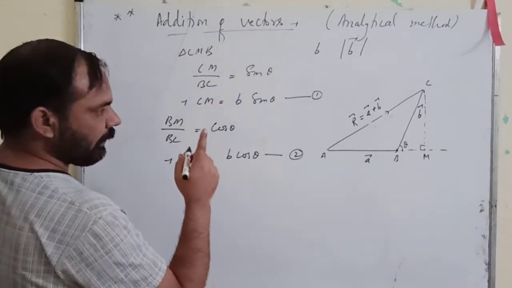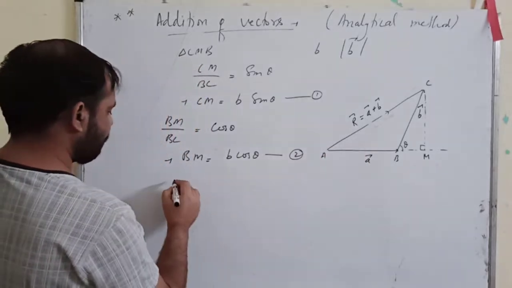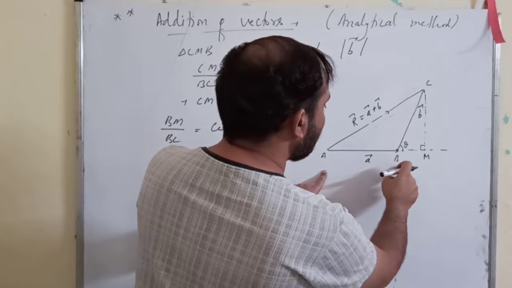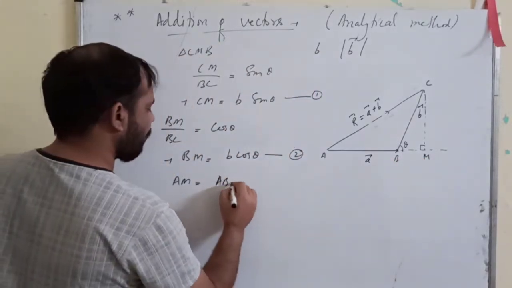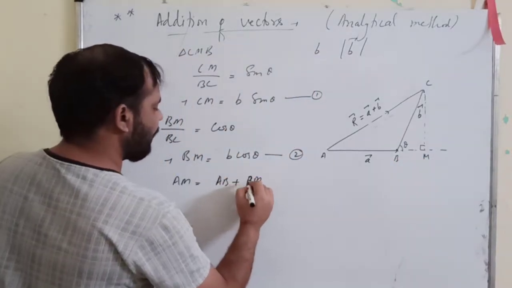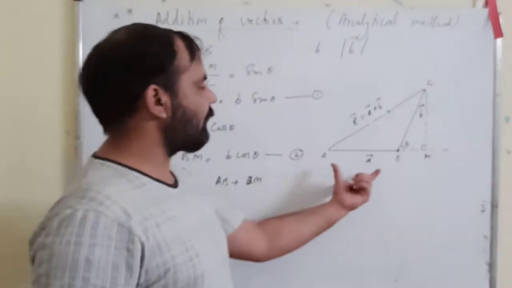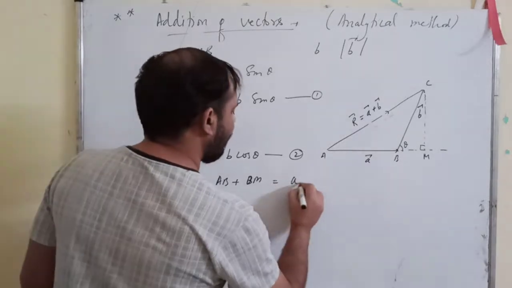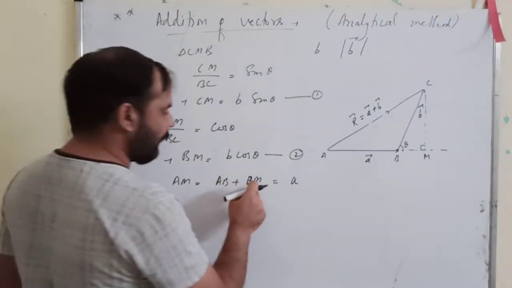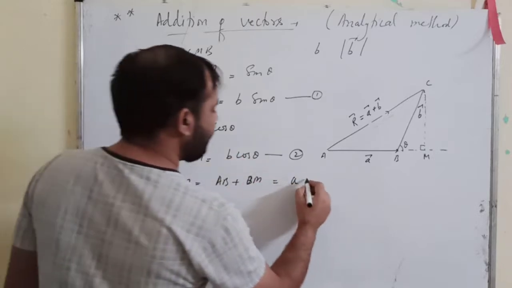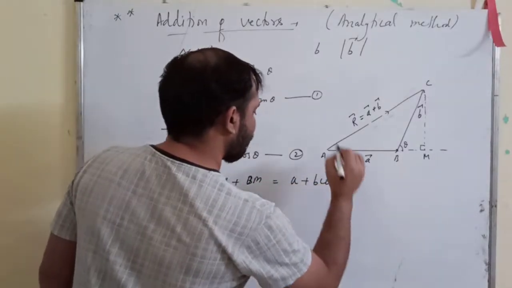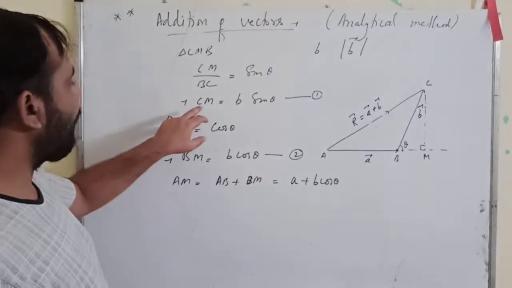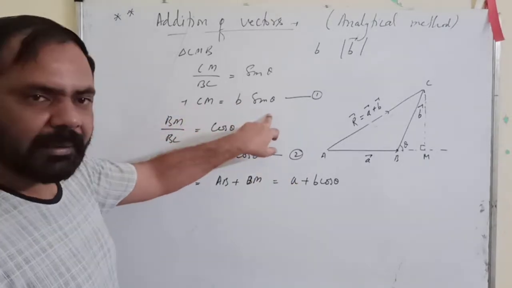So how much will be AM? AM will be AB plus BM, right? Now AB is the length of this vector, so the length of this vector is A only, not A vector, A only. And BM is B cos theta. Correct? So we have AM equals A plus B cos theta. We have CM equals B sin theta.